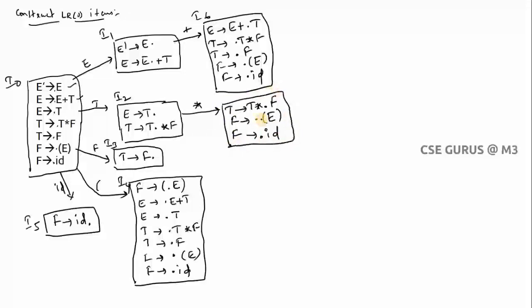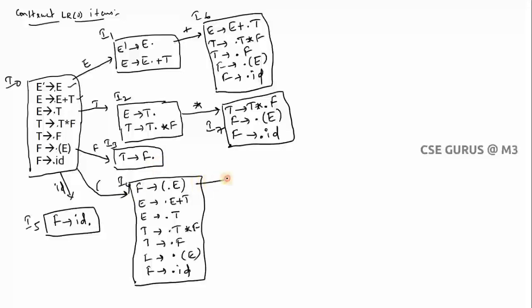So you can see, of course, after dot open brace is there, not a non-terminal. Here also dot ID, it's not a non-terminal. Now this is I7. Next, I1 is over, I2 is over. Scanning I3, T tends to F dot. Is there any symbol after dot? No. Next, come to I4.